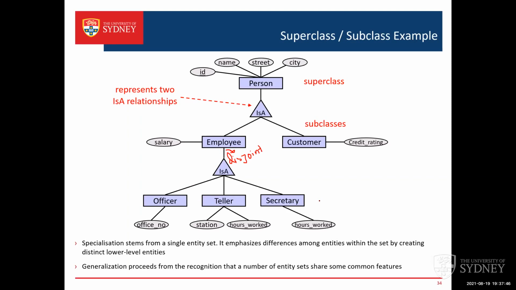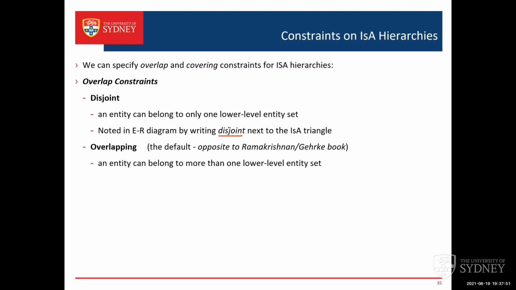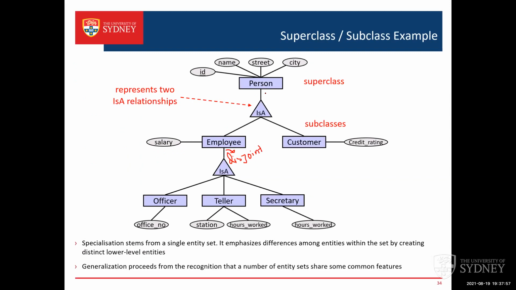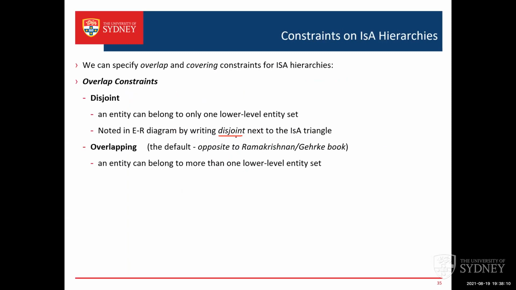Someone is saying you need to explicitly write disjoint, but no need for overlap. Yes, that's what he's saying here. You need to write disjoint. For overlapping, that is the default, so you don't need to write anything. If you don't write anything, we'll always know that it is overlapping. If it is disjoint, you have to write disjoint. Is there any acceptable shorthand way of writing disjoint? Unfortunately, no. We have to write disjoint next to the is-a triangle. Okay.